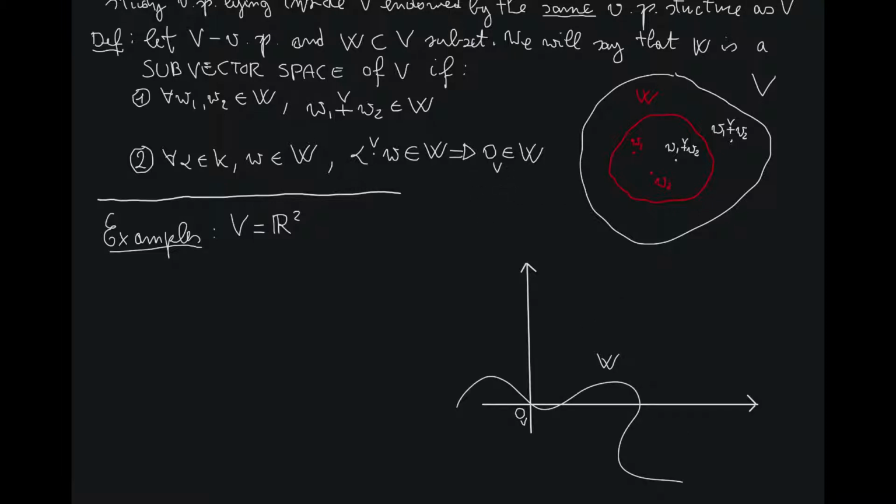Okay, so now let's consider the following W. It is exactly the same as the one before, but I translated it in order to have the curve passing through the origin. Okay, so now the subset W does have the origin, the identity element, inside itself. So we still ask ourselves the question whether W is a subvector space of V. Okay.